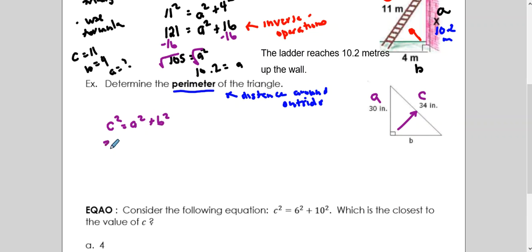I can plug in what I know. So there's 30 squared plus B squared. Okay. And then I can evaluate each part. 1156. I can do 30 squared. That's 900.